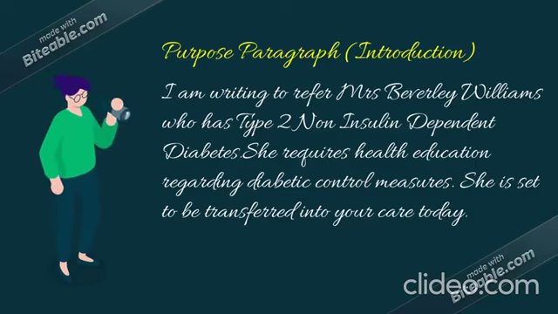So how we can write: I am writing to refer Mrs. Beverly Williams, who has type 2 non-insulin dependent diabetes. Second one is the requirement. She requires health education regarding diabetic control measures. Third one is the discharge status. She is said to be transferred into your care today.